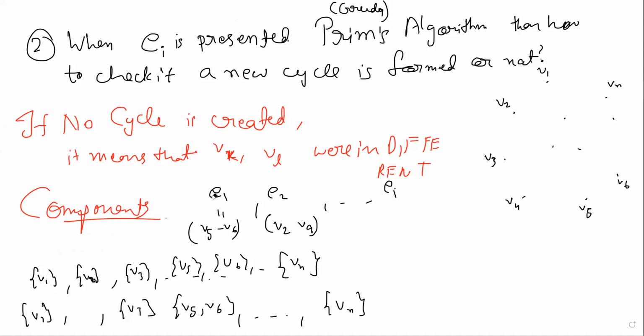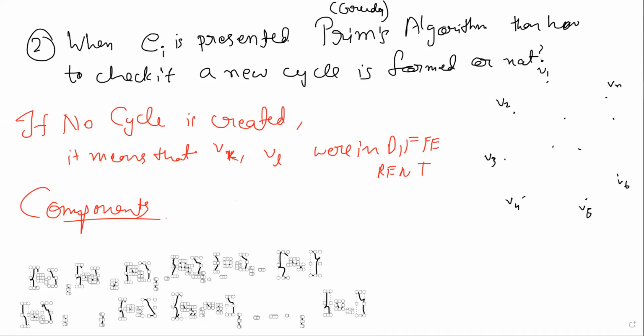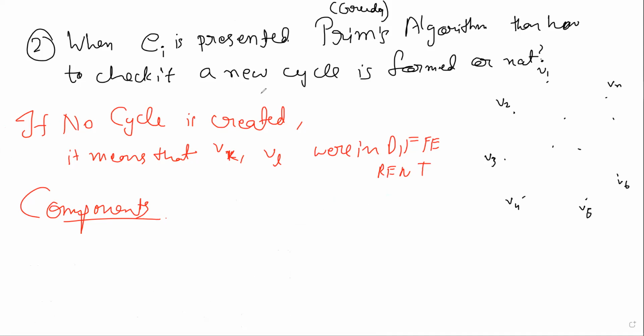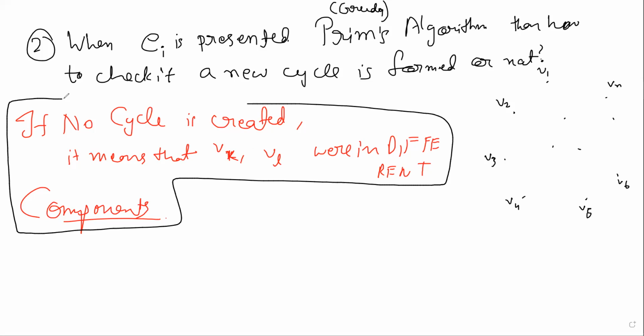So let me show it in the case of a graph. But you understand this, right? If no cycle is getting created, it means that the endpoints of the edges were in different components. This mathematical fact is clear. Then it's very easy. This is the main thing.